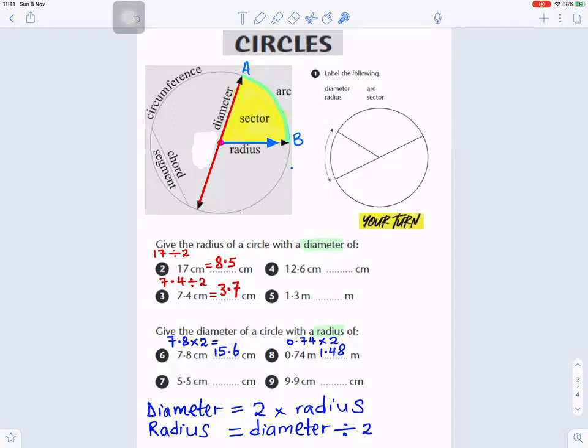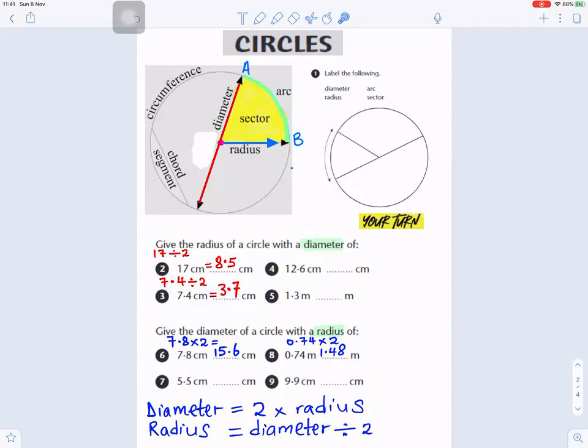With those ideas, let's look at this question. Give the radius of a circle with a diameter of 17. If the diameter, that's the red line, is 17, half of it. So 17 divided by 2 gives you 8.5. For number 3, if the diameter is 7.4, the radius is half of it. So 7.4 divided by 2 gives you 3.7.